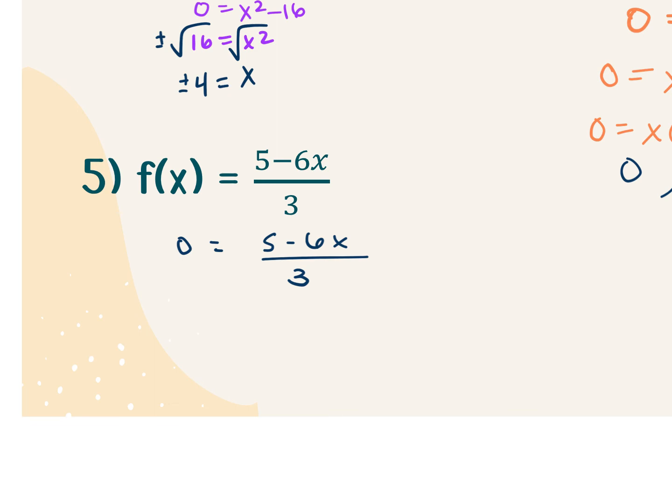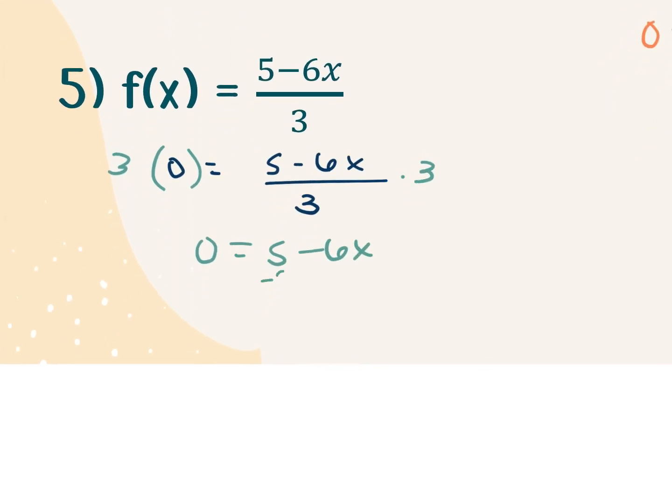What would you do first here? Multiply by 3. I get 0 equals 5 minus 6x. Then either subtract the 5 or add the 6. You do either one, right? Negative 6x. And divide by negative 6. x equals 5/6.